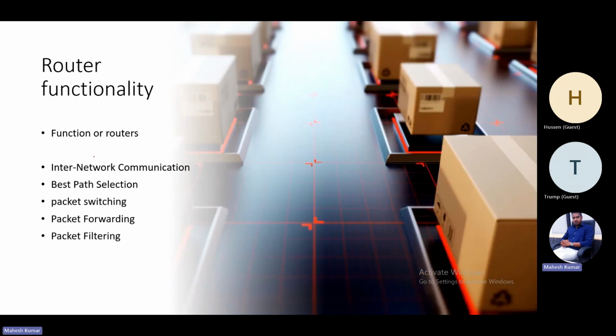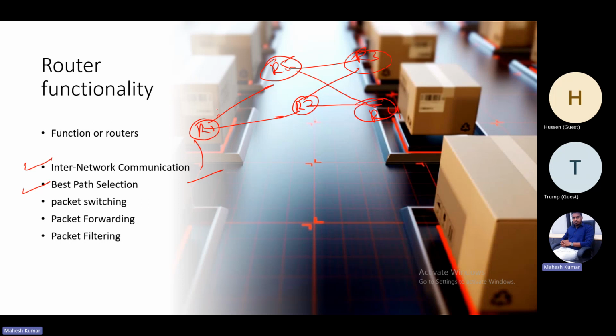Now router functionality. Inter-network communication, that we already discussed in the first slide. Best path selection. Best path selection means again we are connected with the router, and routers are connected with different routers. Let's suppose this user wanted to reach somewhere, and these are the ways of connectivity. So the router will select whether this path is better or this path is better to reach there, by using some algorithm that we will cover in an upcoming session while doing routing.